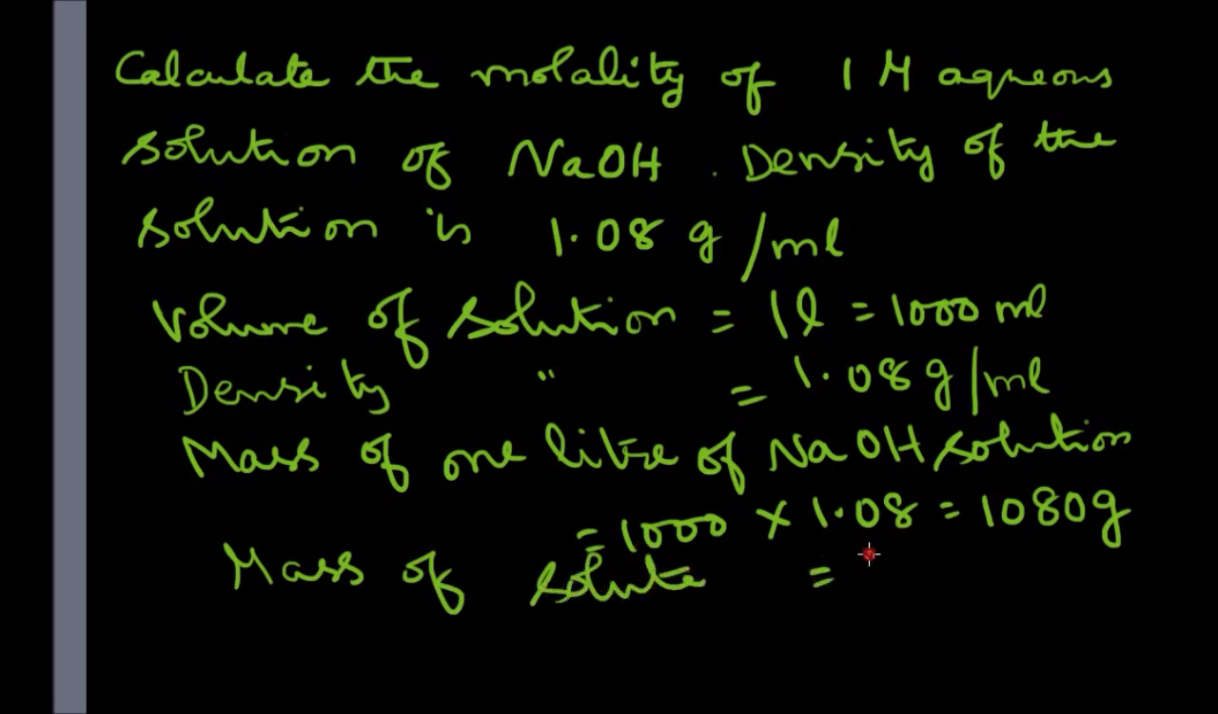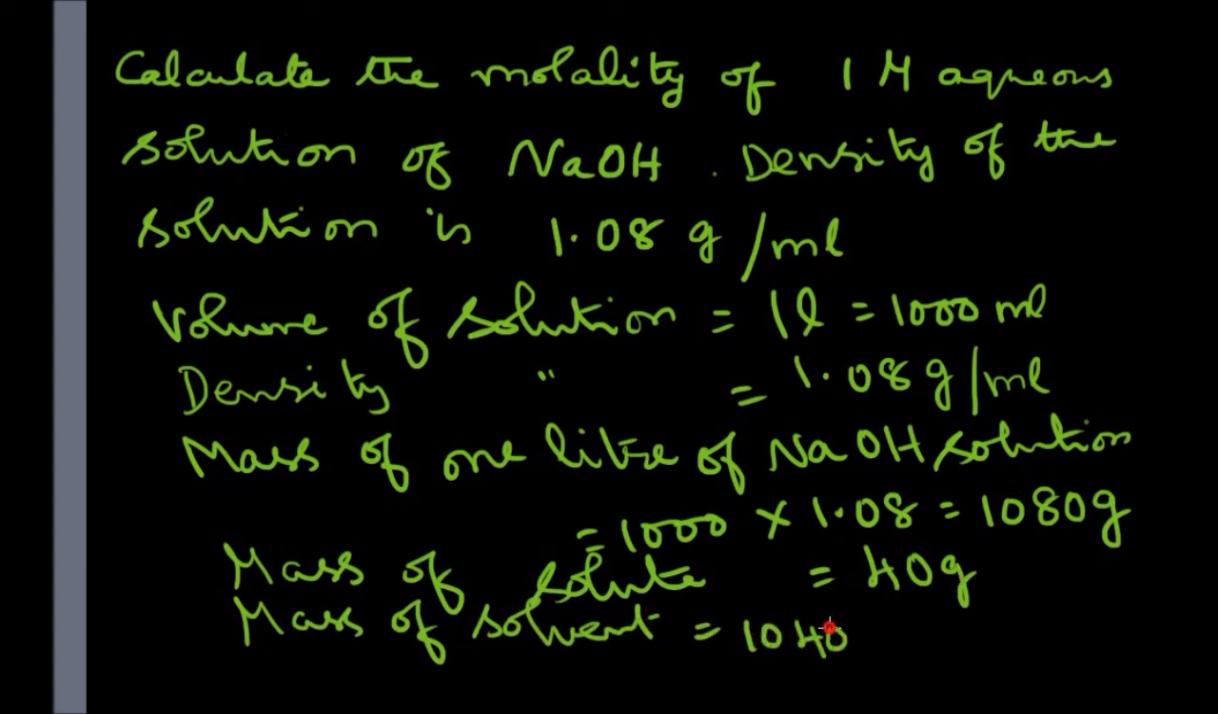So what is the mass of solvent? Solvent water is 1080 minus 40, so that is 1040 grams. Now it gets reduced to a very simple calculation. So molality m is equal to 1 mole, the number of moles remains the same, divided by 1040 grams. Converted to kilogram, it is 1.040. So 1 by 1.040 gives you a value of.